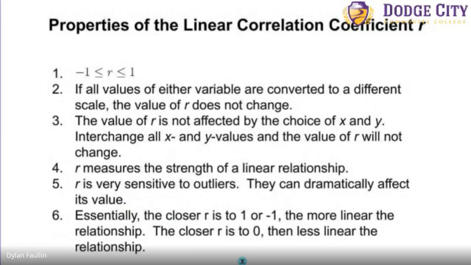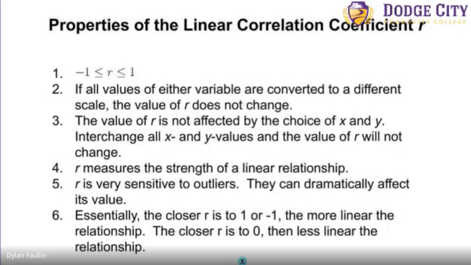Or if it equals -1, it's a perfectly straight line, except it's heading down as it goes to the right. If all values of either variable are converted to a different scale, the value of R does not change. So that's a really interesting property. If your X variable was feet, and you decided to change it to yards, that doesn't affect the value of R. You'd still get the same value of R either way.